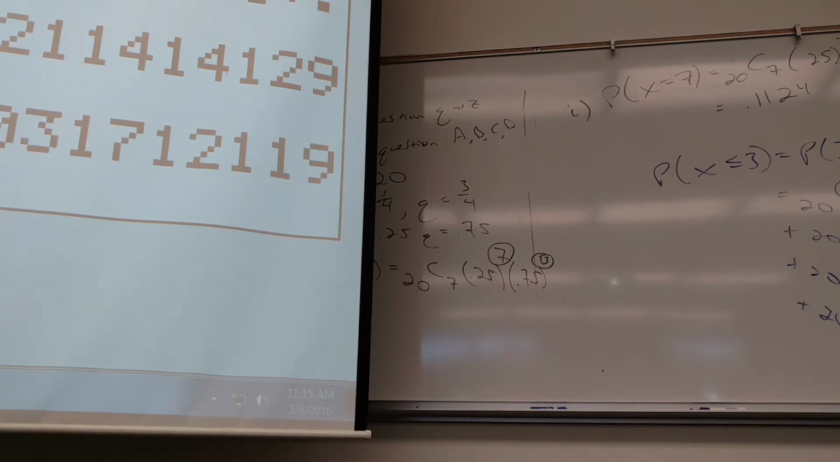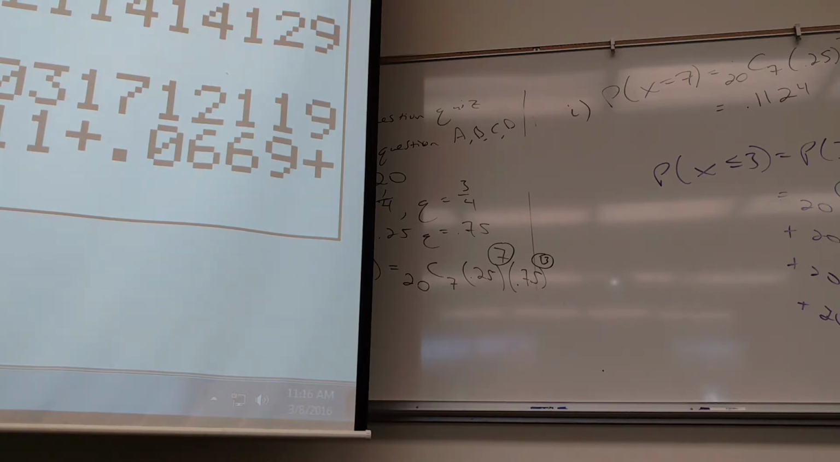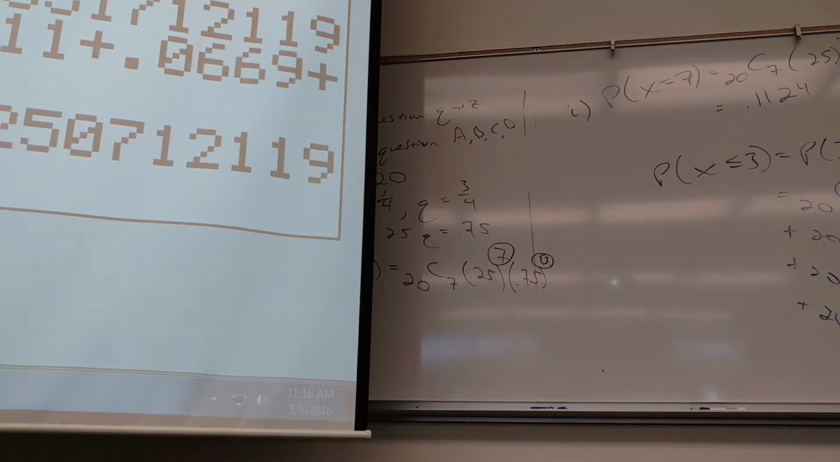If I add all those up, what do I get? I don't know. Let's see. Plus 0.0211 plus 0.0669 plus 0.1339. You get 0.2251 roughly. All right, now let's check that. Let's do binomial. Now I want to do CDF because I want to go from 0 up to 3.